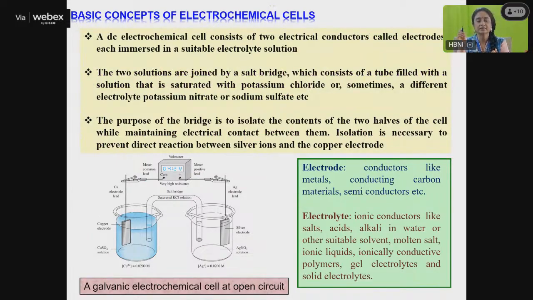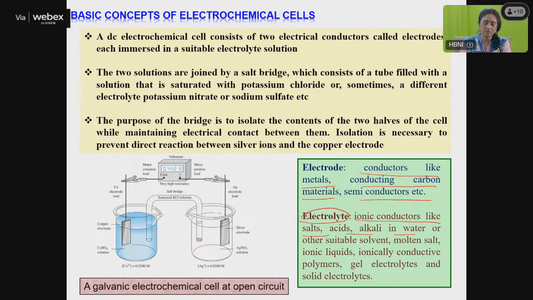So the basic concepts of the electrochemical cell, let us see here. A DC electrochemical cell consists of two electrodes. You all know this, so I will not go very deep into it. You know what an electrochemical cell is and what an electrolytic cell is. So here the electrodes are conductors like metals, conducting carbon materials or semiconductors. And what can be an electrolyte? These are ionic conductors like salts, acid, alkaline, water. So with this, there is a conducting solution.